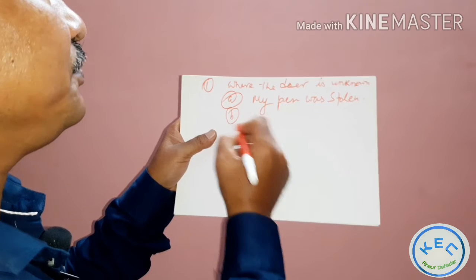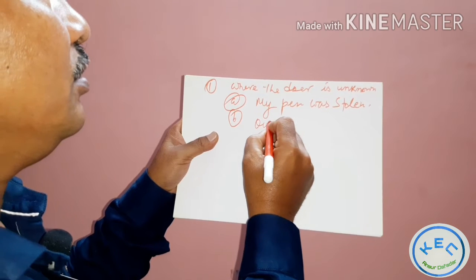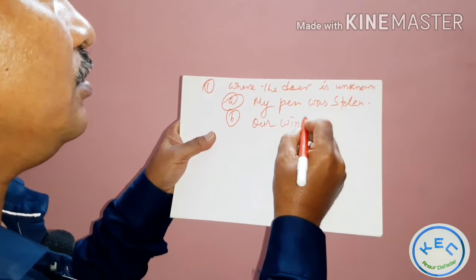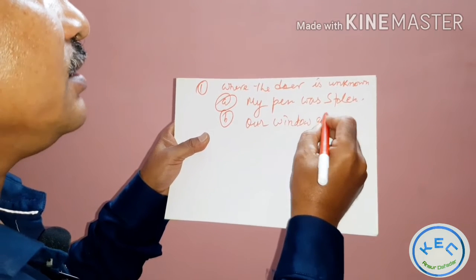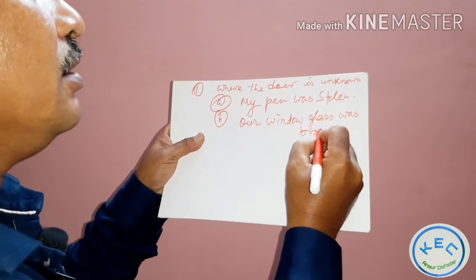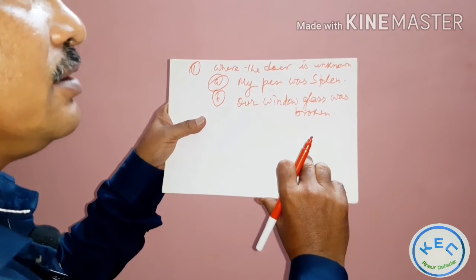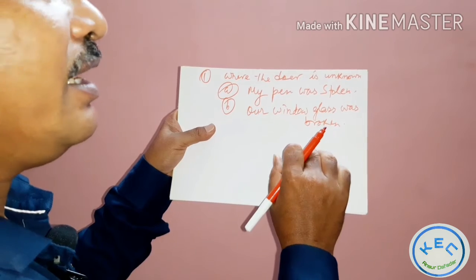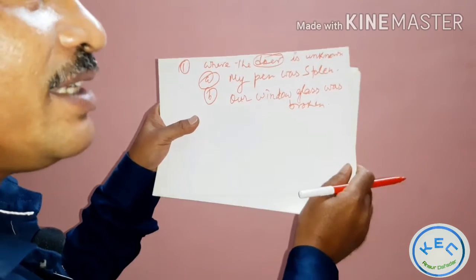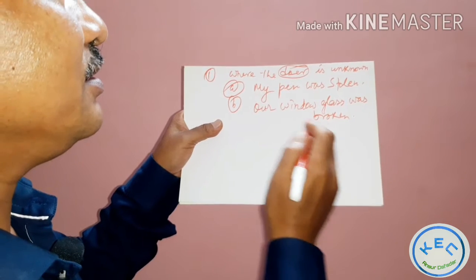Example 2. Our window glass was broken. Here also somebody broke our window glass, but who broke this is not known. So here the doer is unknown. When the doer is unknown, we must use passive voice sentence.